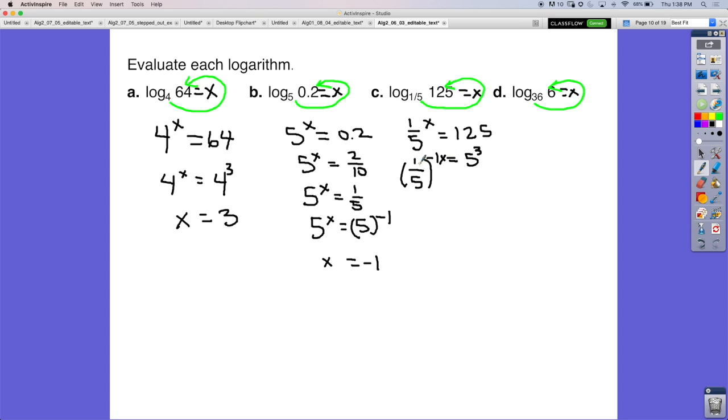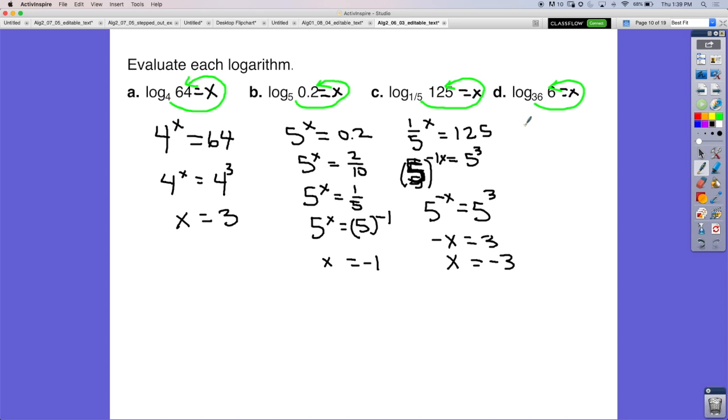x. Actually, that's not right. Let me change that. That's supposed to be 5. So 5 to the negative 1 is 1/5. So let me rewrite it so it's neater. I apologize. So this is negative x equals 5 to the third. Okay, you see how the bases are the same? So we don't need them. That means negative x equals 3, so that x equals negative 3.